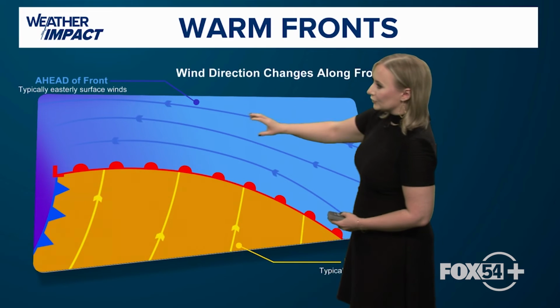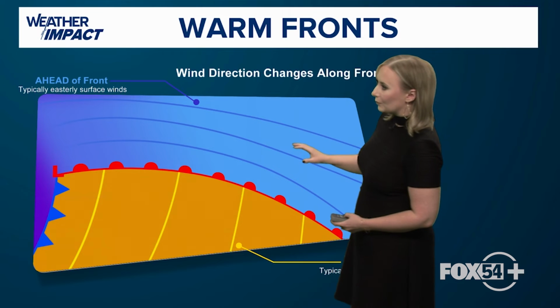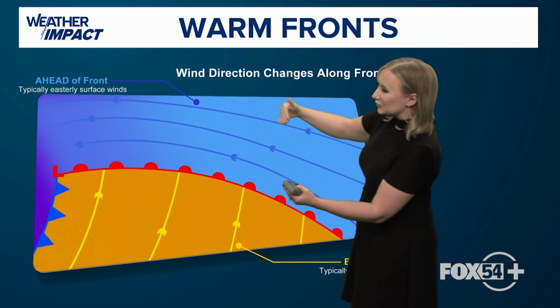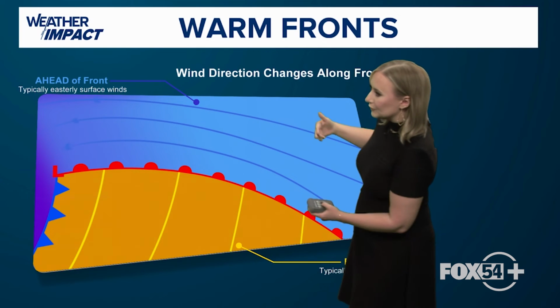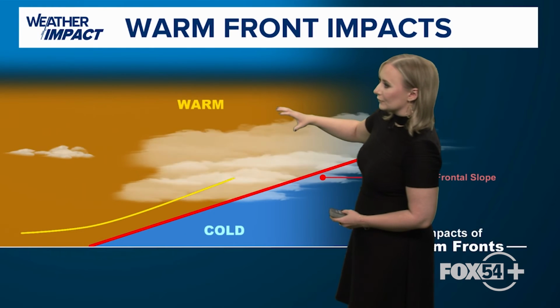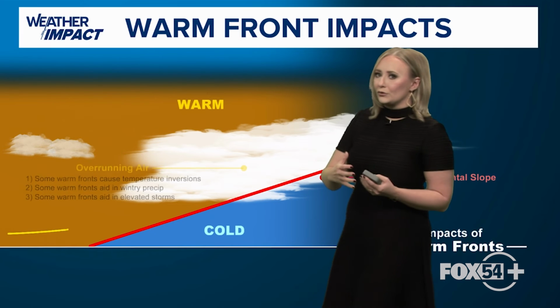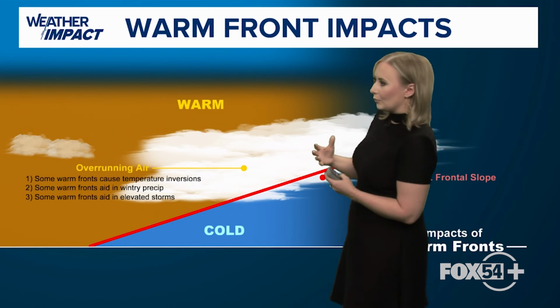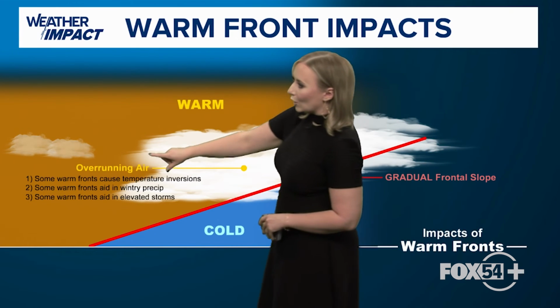The wind direction is going to be changing along the frontal boundary. Ahead of the front is typically where we see the easterly surface winds, and that's going to bring different types of weather that's associated with it. We usually don't see severe weather that moves through with these warm fronts. So we have that overrunning air.